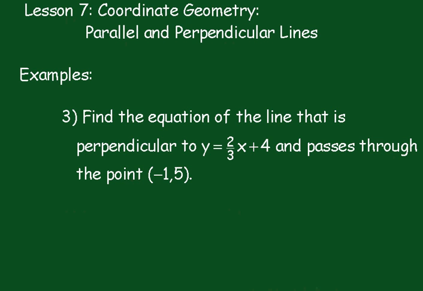Example 3. Find the equation of a line that is perpendicular to y equals 2/3 x plus 4 and passes through the point -1, 5. Now here we know that the rule for the lines to be perpendicular is that m1 times m2 equals -1, or if we like, m2 equals minus 1 over m1, which is a negative reciprocal. So we take this m1 here and we turn it upside down, and we get the new gradient is simply minus 3 over 2. So this will be able to form y equals minus 3 over 2 x plus some constant k.